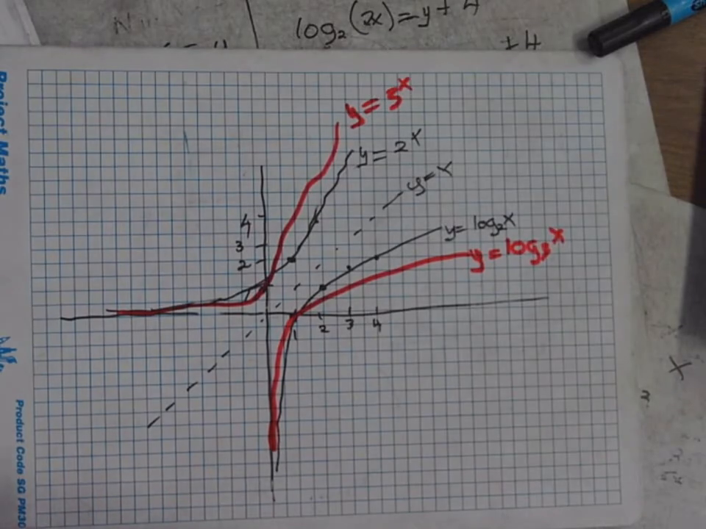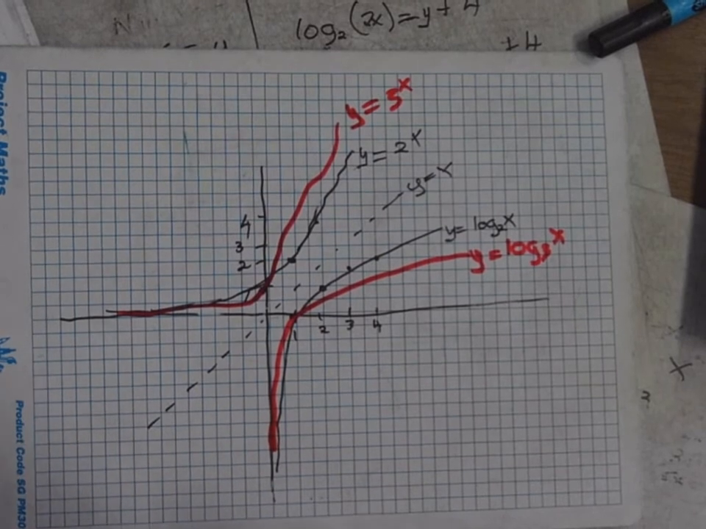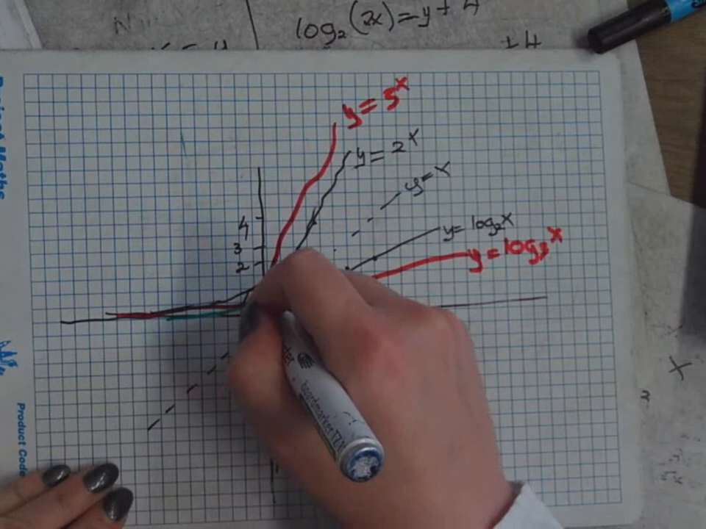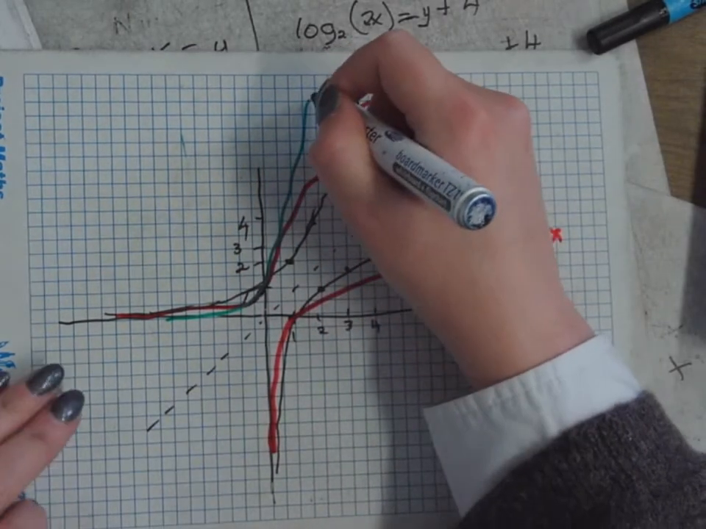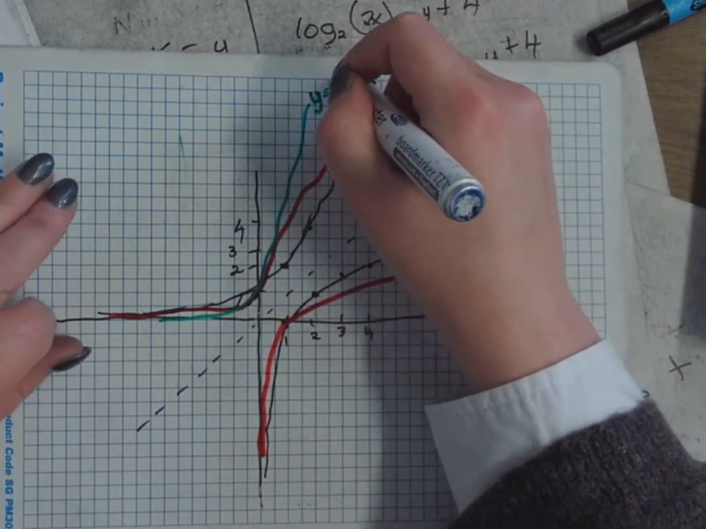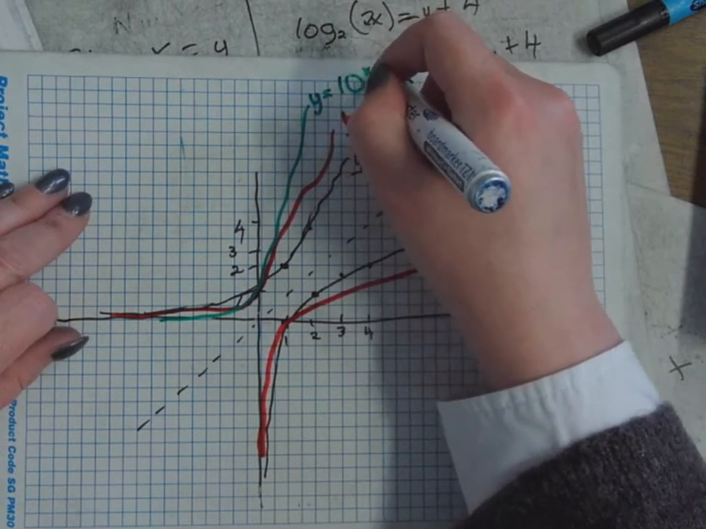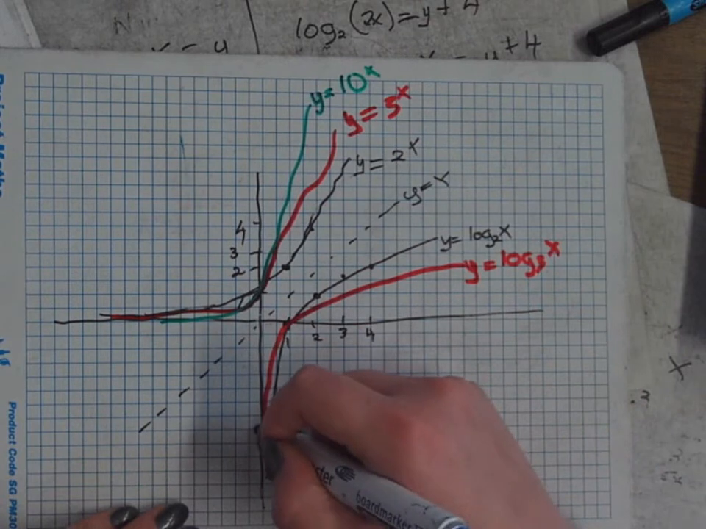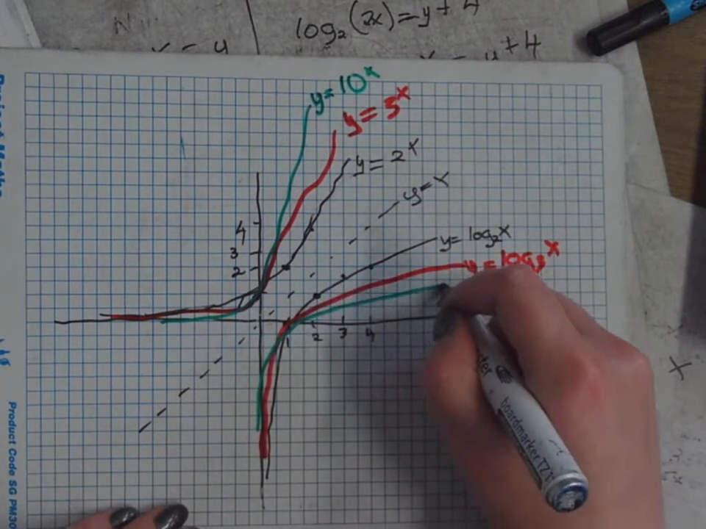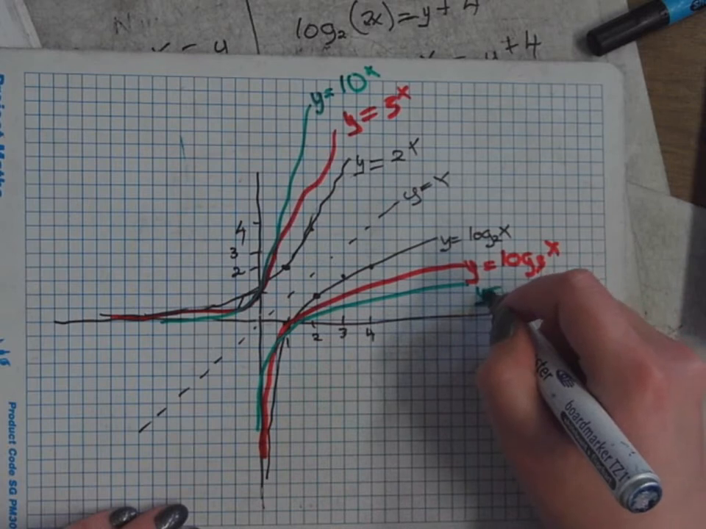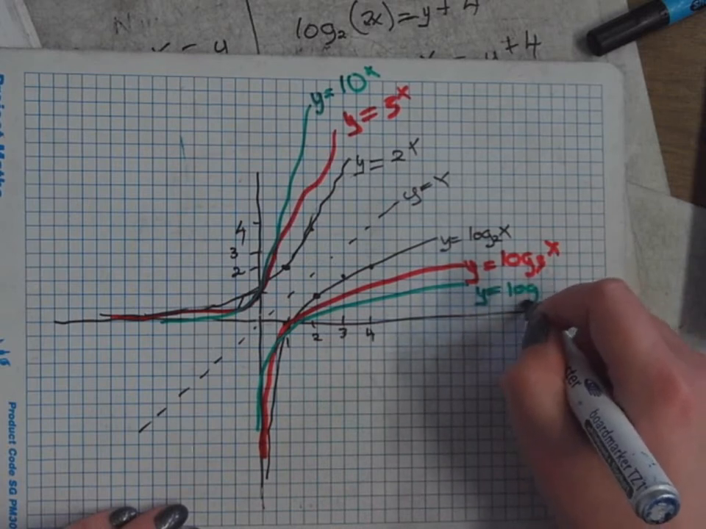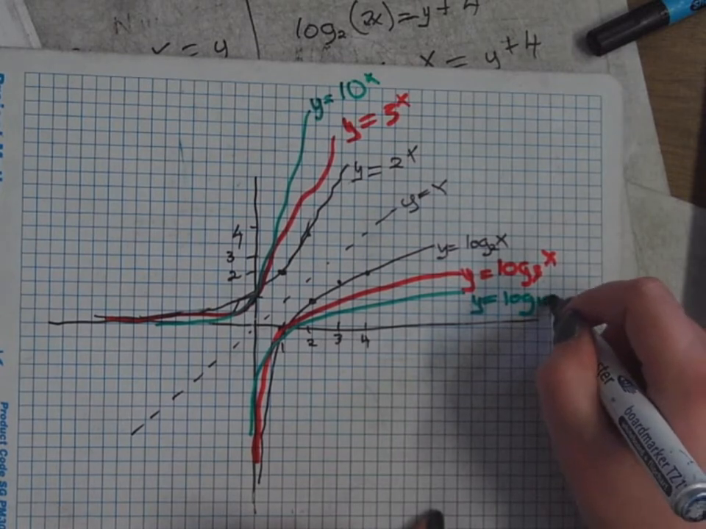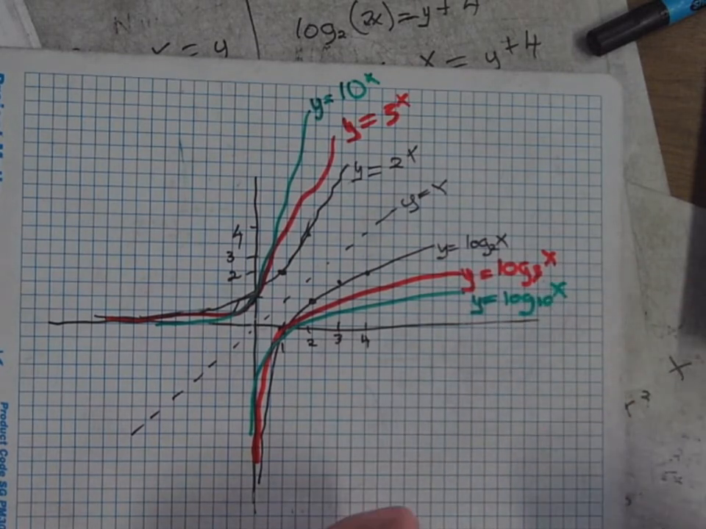So if I had y equals 10 to the power of x, again it would get nearer and nearer. It would still cross at 1. Again, it's nearer to the x-axis. So log to the base 10 of x this time would be nearer to the x-axis. They're the mirror image of each other, because remember, logs and indexes are the opposite of each other. So that would be log to the base 10 of x. Does that make sense to you?